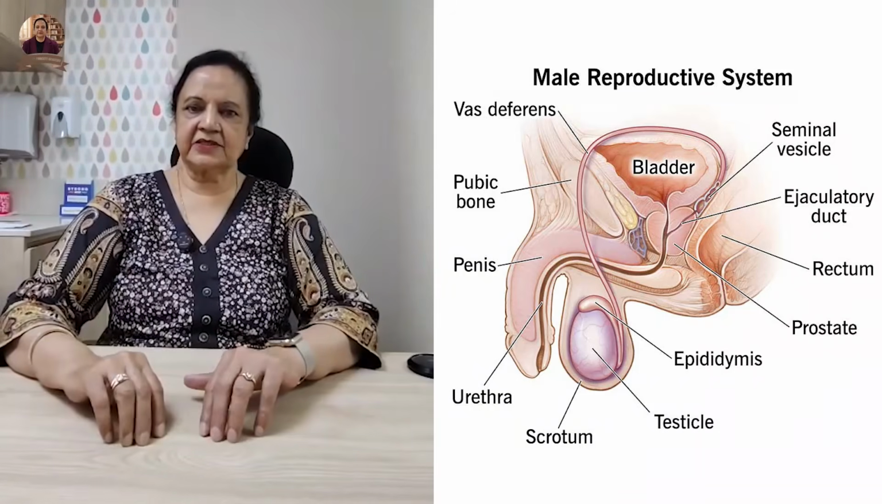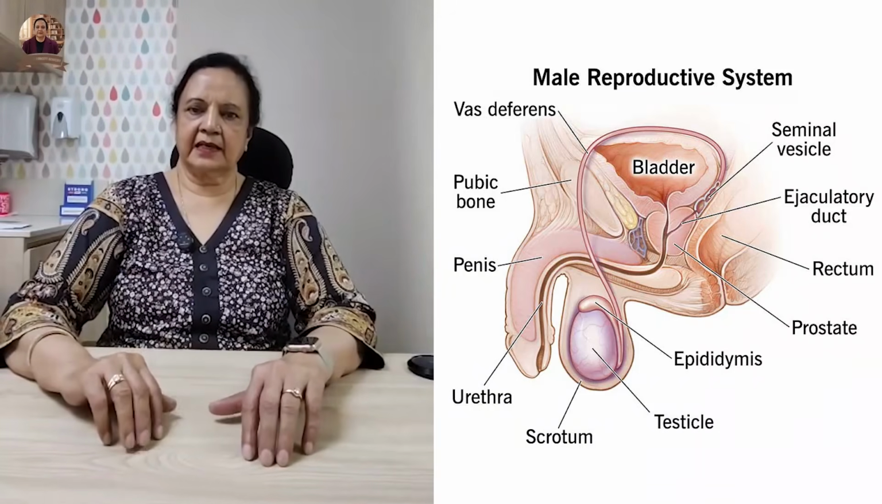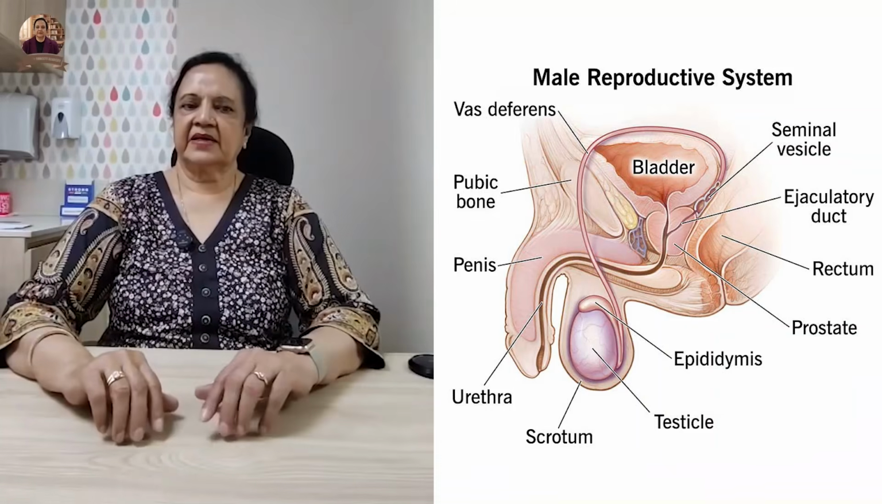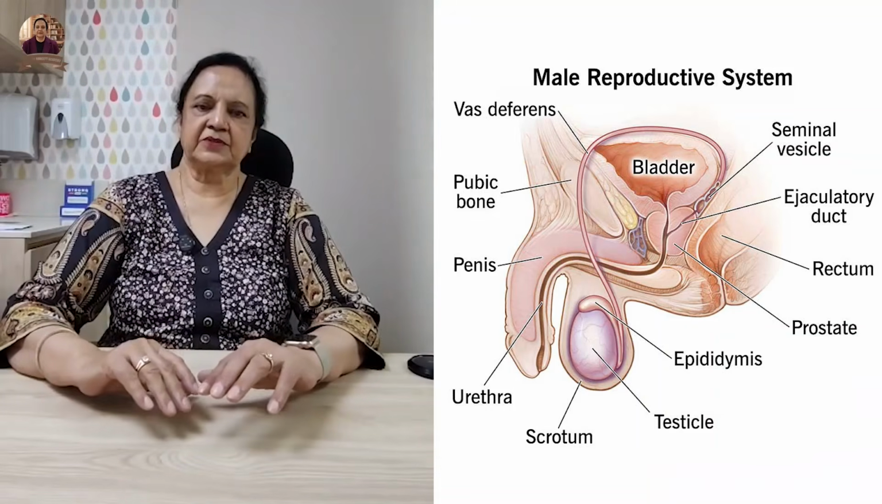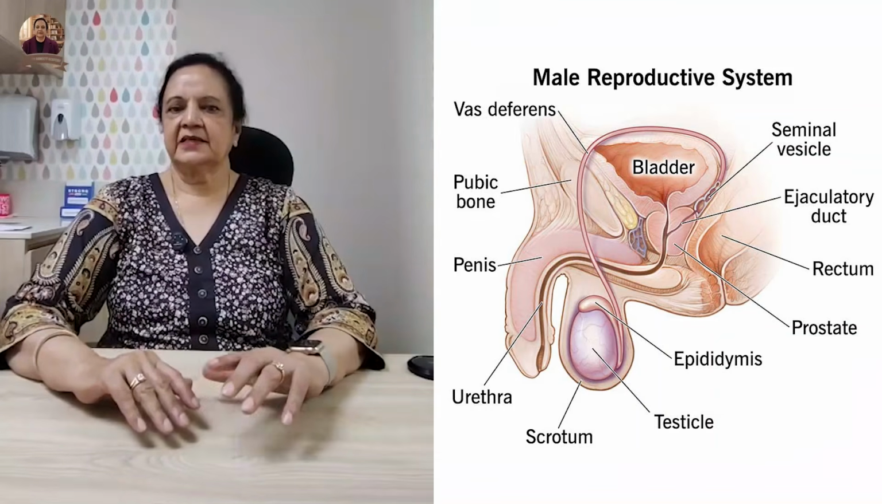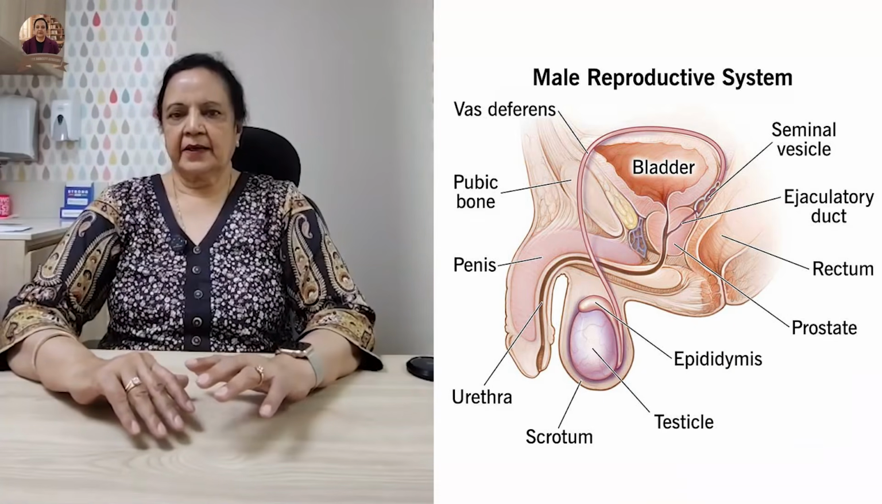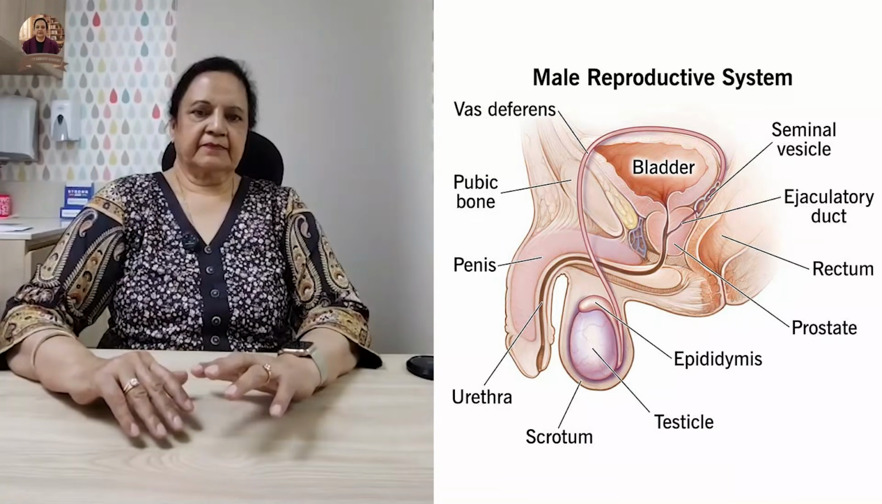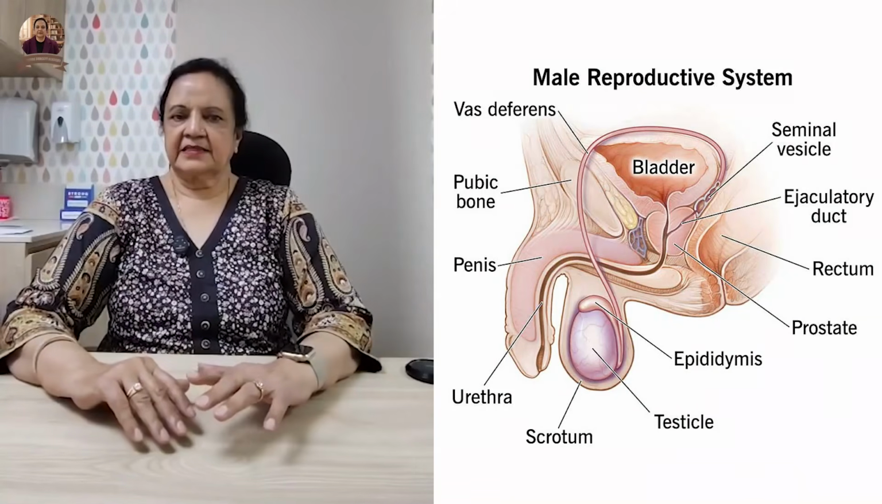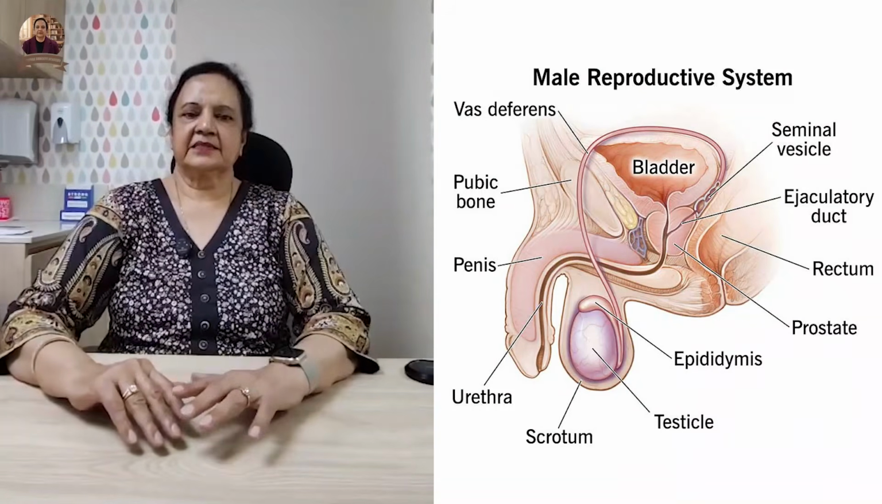Prostate gland. It secretes a thin, milky, alkaline fluid that activates the sperm and helps neutralize the acidity of the vaginal tract, protecting the sperms. Its secretion contains calcium and certain enzymes.